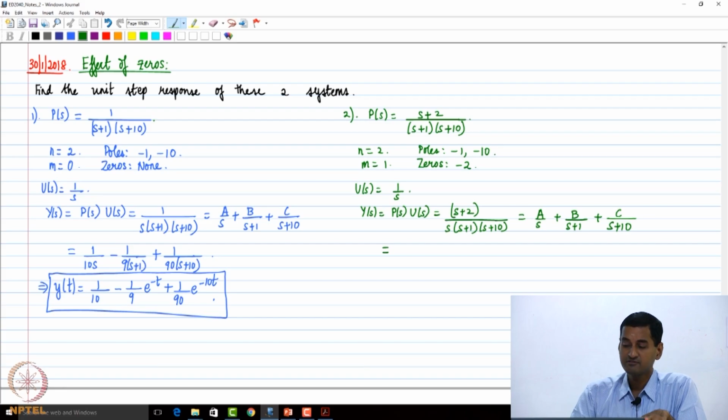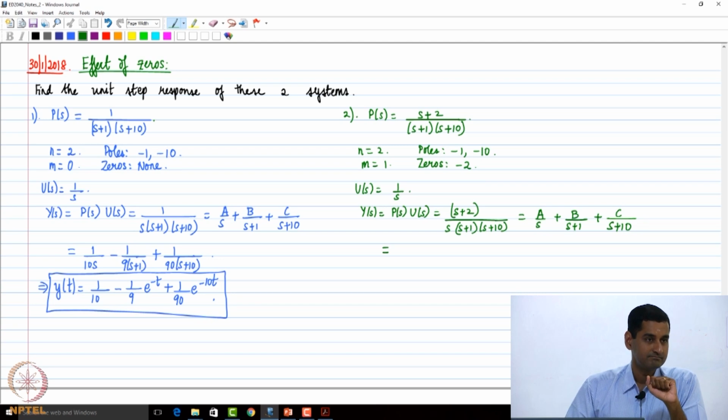s plus 2 is a factor in the numerator, right? So anyway the order is lower than that of the denominator. When you take the partial fraction expansion, you only consider the denominator factors. You see that there are three first order terms in the denominator. So the corresponding residues will just be constants in the numerator. Of course the residues will be different, that's what we are going to come to. Previously the numerator was 1, now it's s plus 2. So obviously the values of a, b, c will be different.